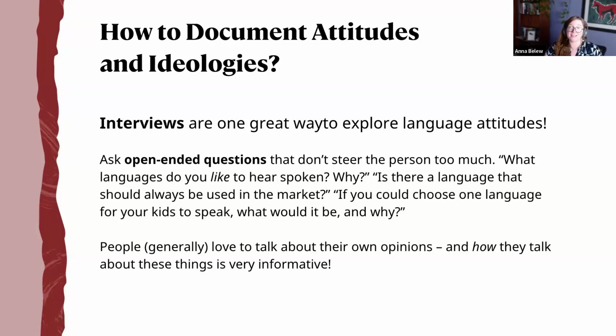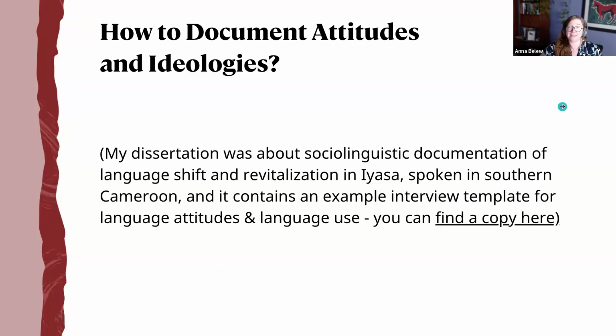And in general, interviews are a lot of fun to do because people really like to talk about their own opinions in general. And there's also a lot of good information in the ways they talk about their own opinions, right? The ways they frame things, the words they use, the examples they pick. There's lots of good information for you as a researcher there too. And if you're interested in a template for these kinds of interviews, my dissertation has an example interview template, the one I used in a lot of my interviews, so you can find a copy there at that link later.